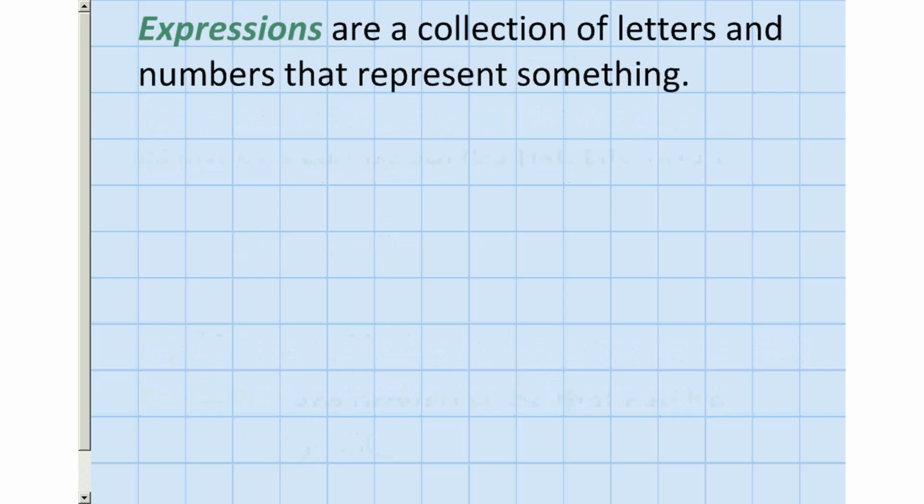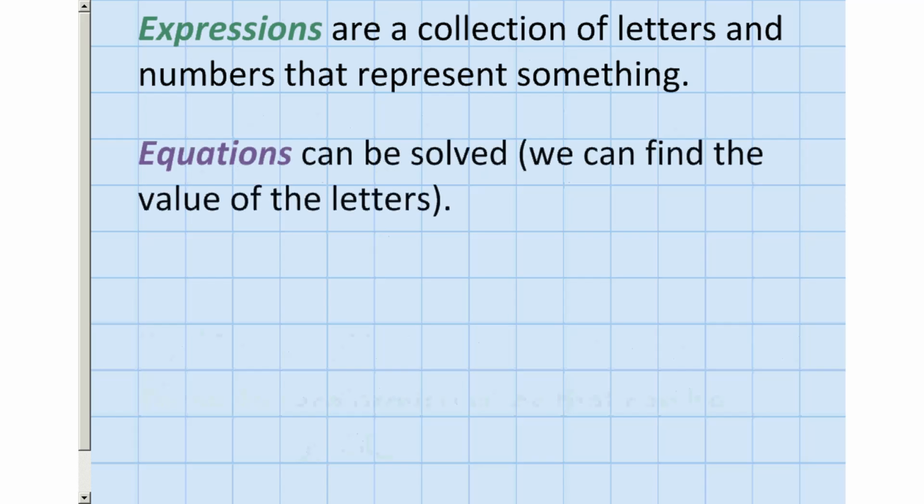Some terminology now. Expressions are a collection of letters and numbers that represent something. Like in the previous example, they were expressions for Ralph's and Sophie's score. Equations, however, can be solved. We can find the value of the letters. For those previous examples, we couldn't work out Bert's score, but if it was equal to something, maybe we could.